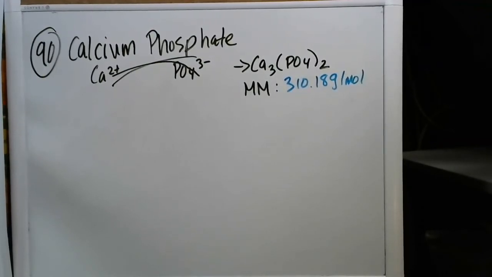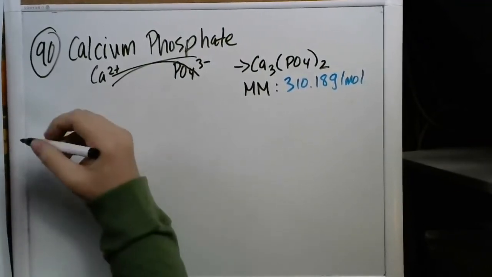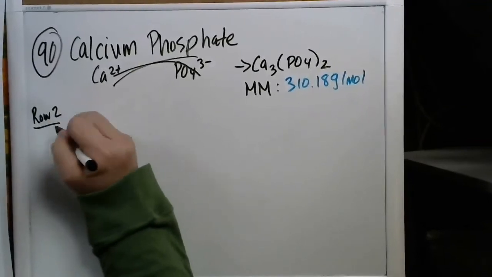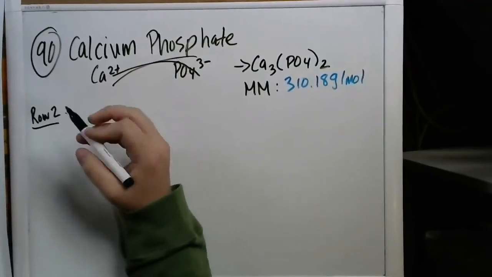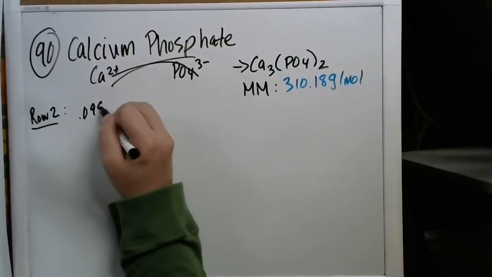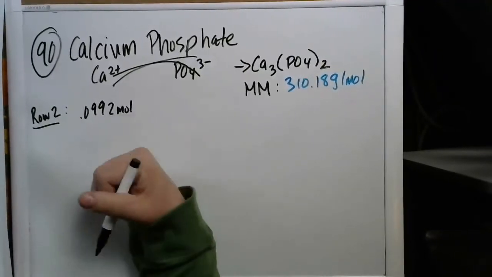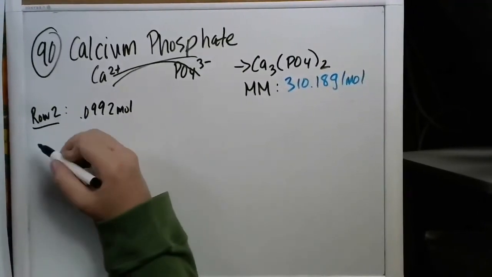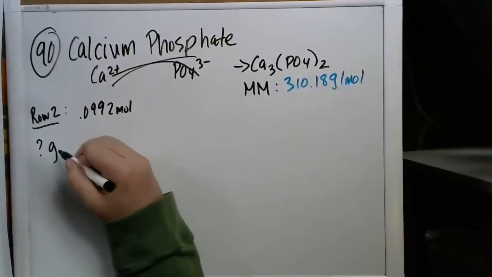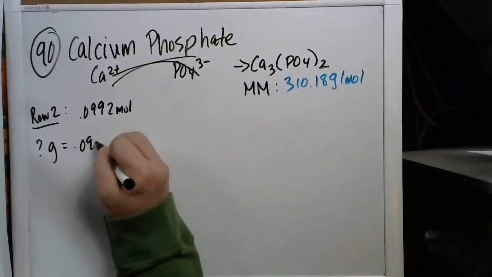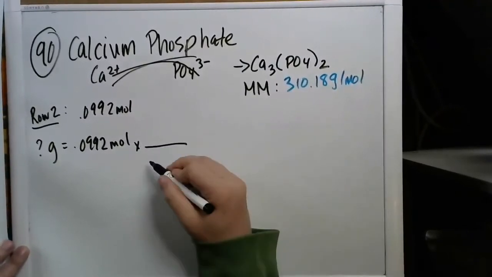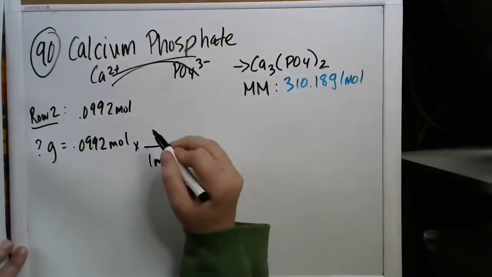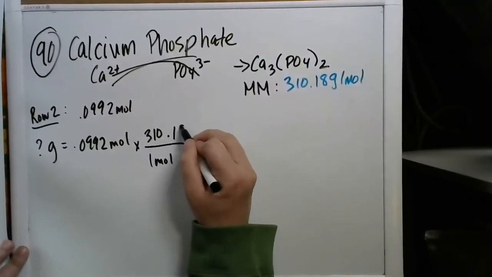Let's see, I will do the second row and I will do the fourth row. Okay. So row 2. And I want to fill in the blanks here. So I'm starting with 0.0992 moles of calcium phosphate. All right. So my first unknown are grams. How many grams are there in 0.0992 moles of calcium phosphate? Well, I know from my molar mass that every 1 mole of calcium phosphate has 310.18 grams.